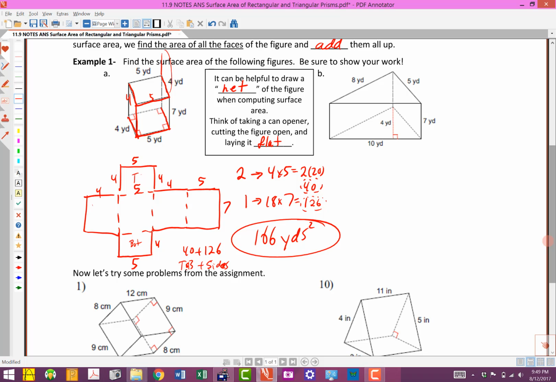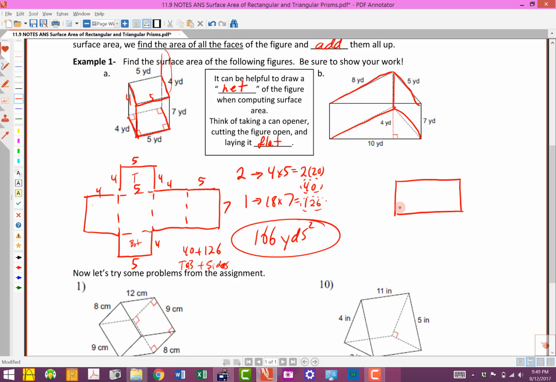I'm going to do the same thing I did before. I'm going to cut this with a can opener. I'm going to cut along here and along there. I'm going to leave that long hinge part on the front. So I'm going to cut along here and along there, and then I'm going to cut along the back. So here's what we end up with. I'm going to draw the front right here.